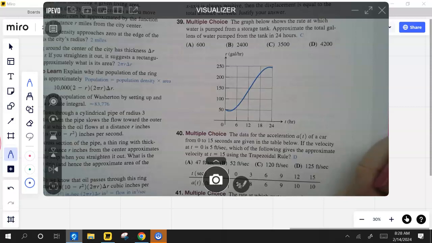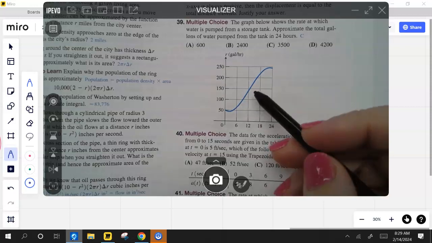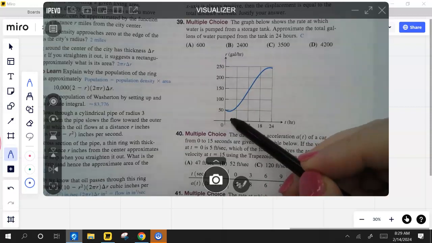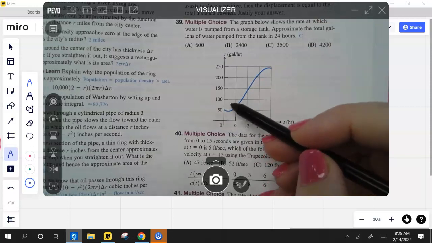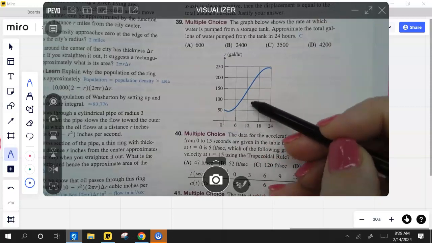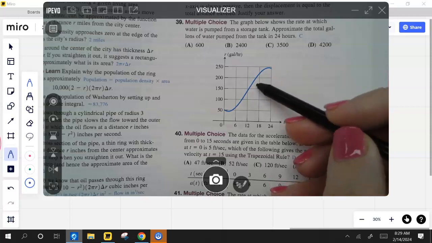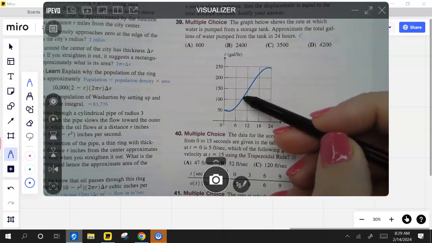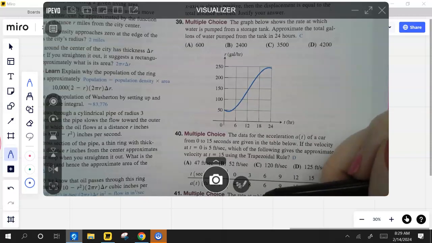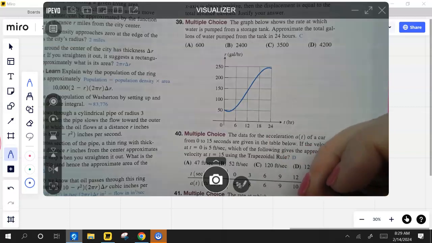I just said each block is about 300 square units, whatever it is, and I've got probably 1, 2, 3, 4, 5, 6, 7, 8, 9, 10, 11. Yeah, you do trap rule.